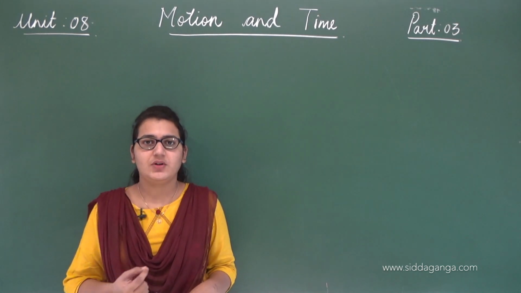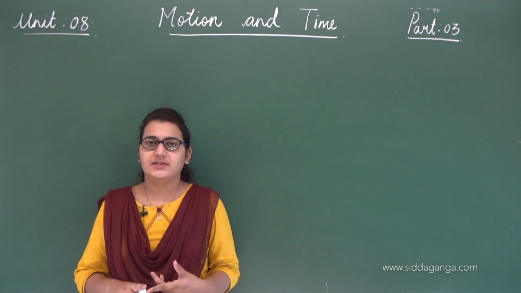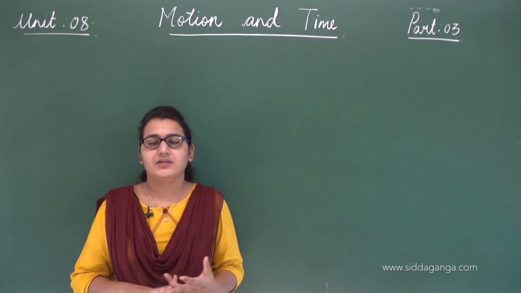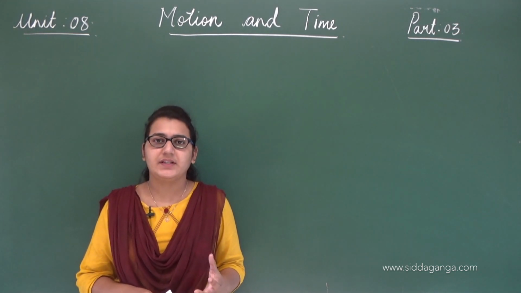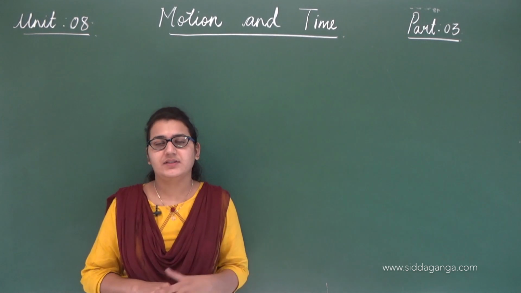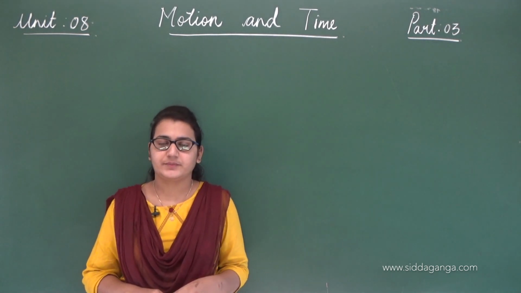That is what motion means, and we have learned many types of motion. There is rectilinear motion, circular motion, rotational motion, random motion. These are some of the main basic types of motion, and we have discussed a few examples for different types of motion.